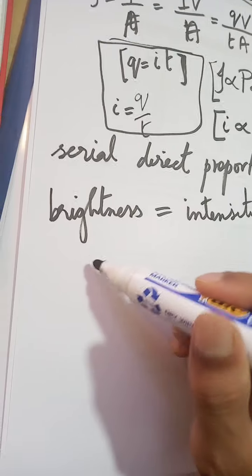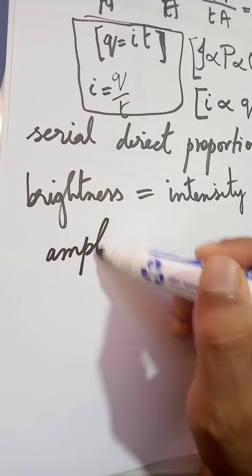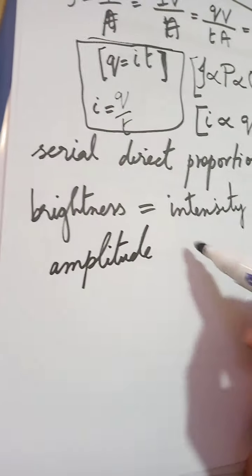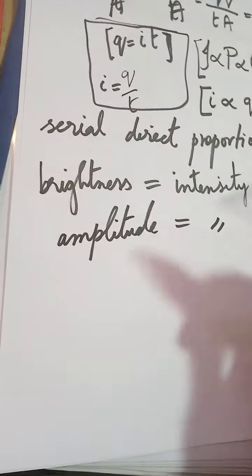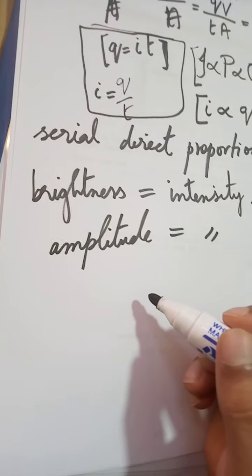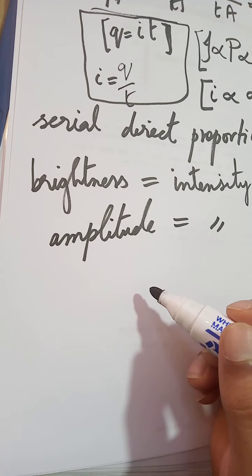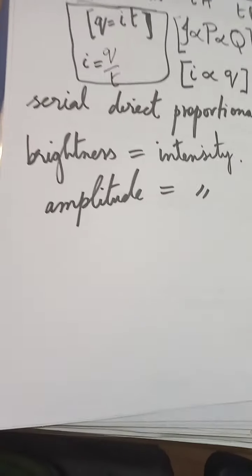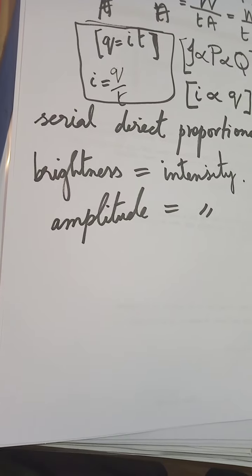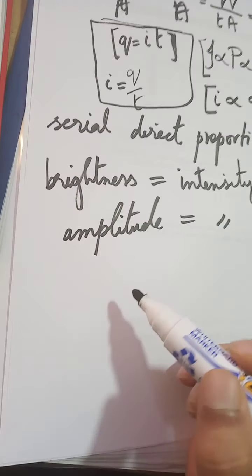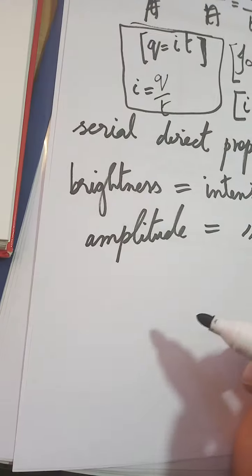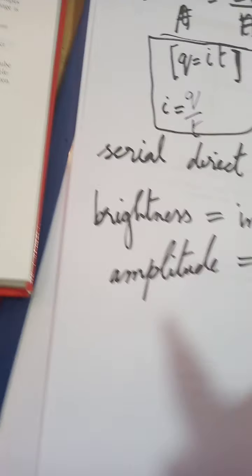And amplitude equals intensity as well. So amplitude, brightness, as we may know from the electron single slit and double slit experiment, brightness and amplitude are an expression of intensity.